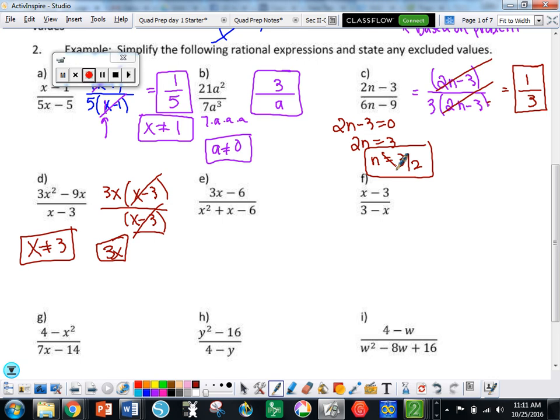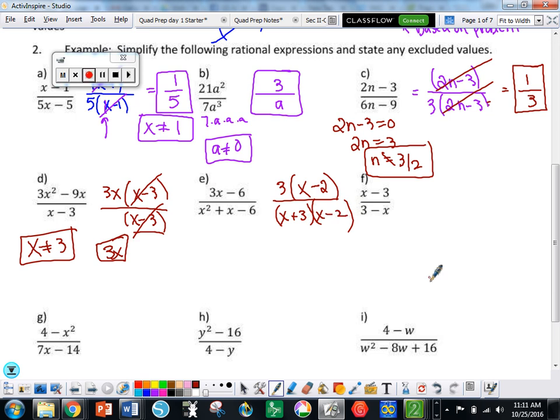Okay, looking at part E. Now things are going to change a little bit now that I have a quadratic, right? So on the top, what factors? Look for GCFs first. So x minus 2. Is that okay? No excluded values are happening yet. Now what about the bottom? I forgot to warn you that there's going to be a whole lot of factoring. So x, x, it has to multiply to a -6 and add to a 1. 3 and -2.